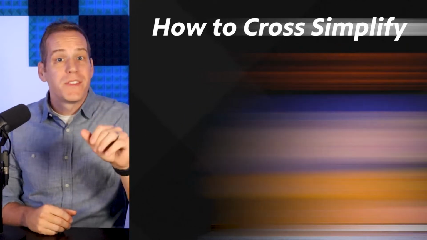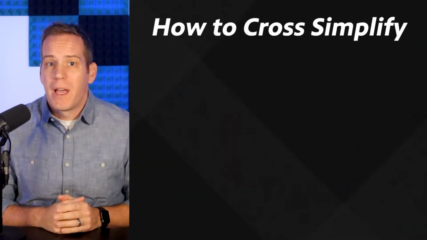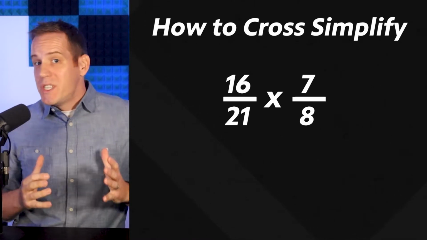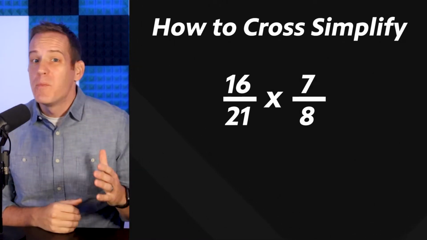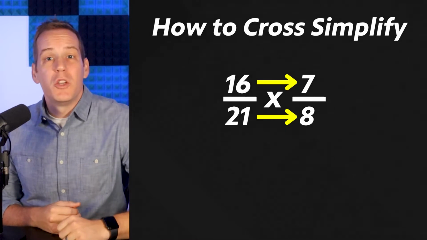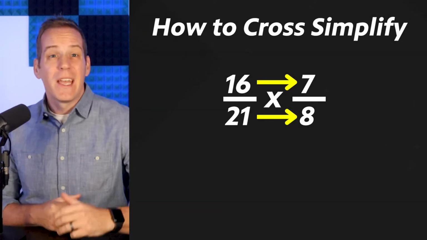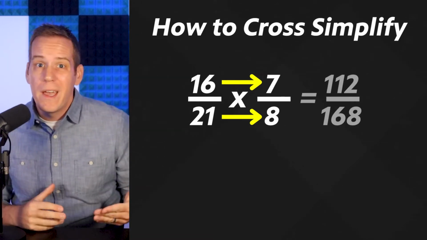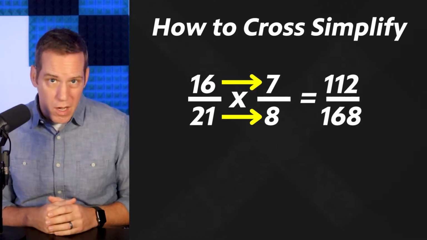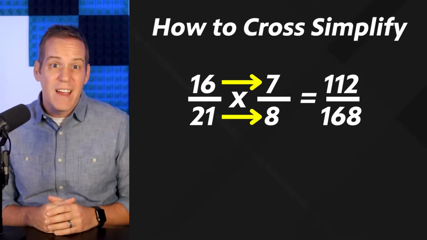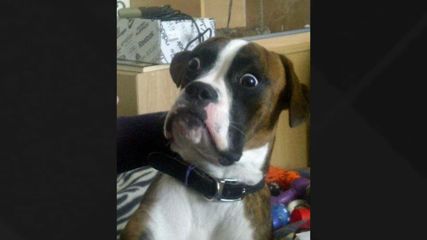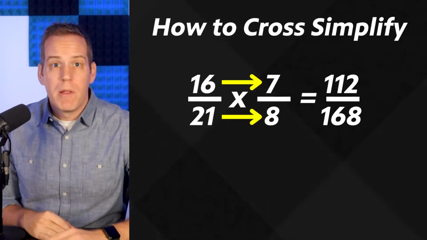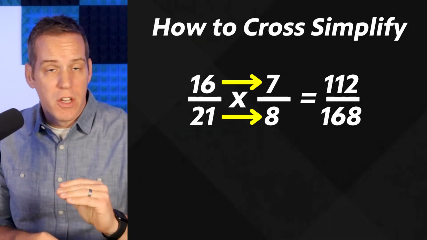numbers. For instance, let's say you had to multiply 16 over 21 and 7/8. Now, if you didn't cross-simplify here, you'd have to multiply straight across, and you'd be doing 16 times 7 and 21 times 8 just to get your first answer, which, by the way, is 112 over 168. And then you'd have to simplify. If you cross-simplify, though, you can make this long, difficult problem much quicker and much easier.